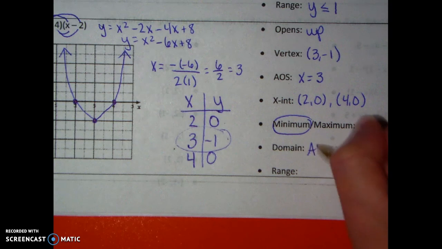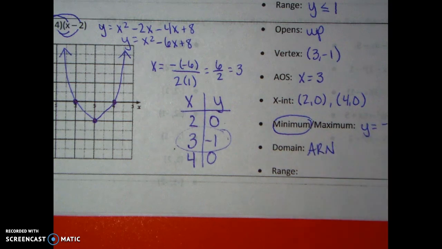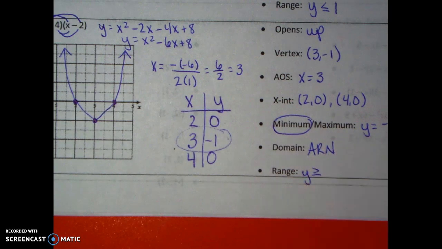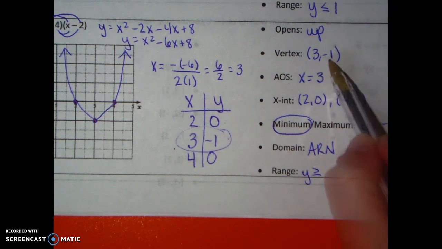Domain is all real numbers. In range, it's pointing up, so it's going to be greater than or equal to, and the y of the vertex is negative 1.